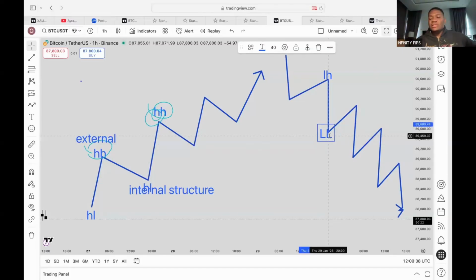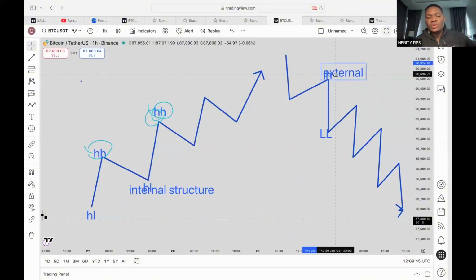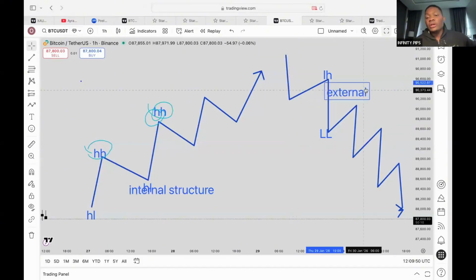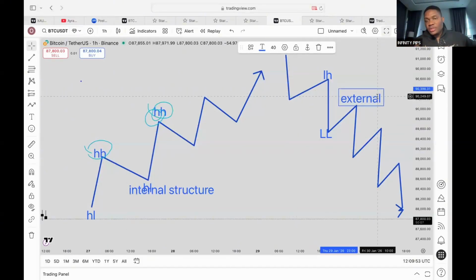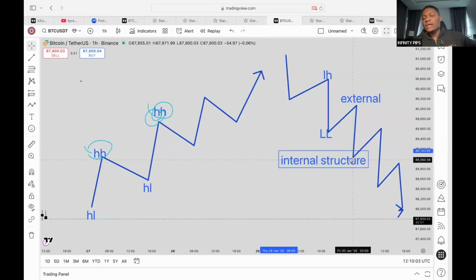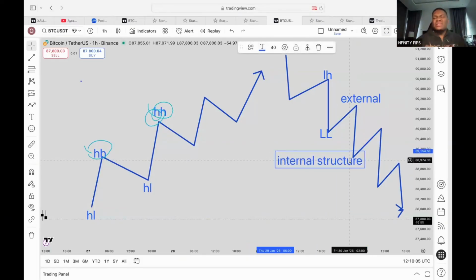This is basically the structure of the market that we know. Also, here is internal structure, and here is external structure for a bearish pattern. The outside is external structure, while the inside is internal structure. So this is basically the ideal market movement that we know: higher highs, higher lows, higher highs, higher lows.